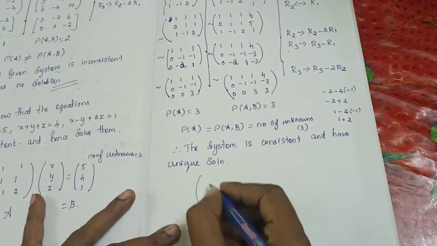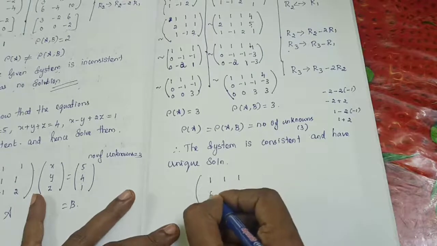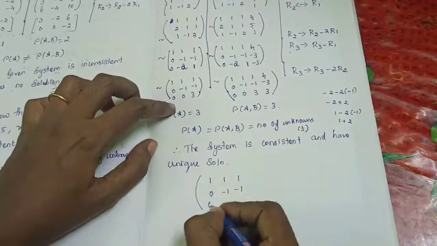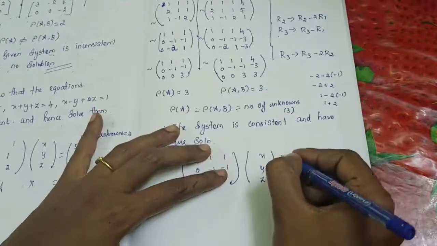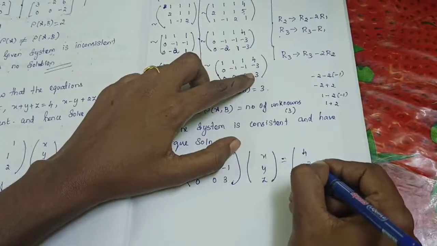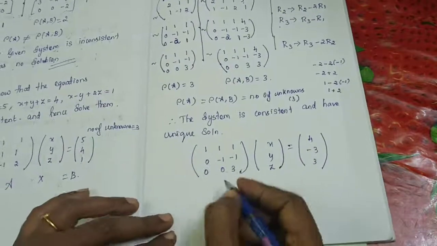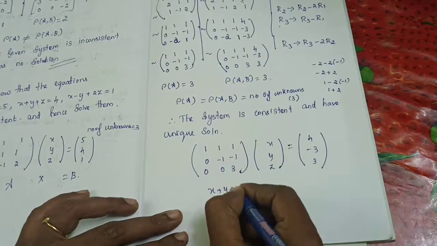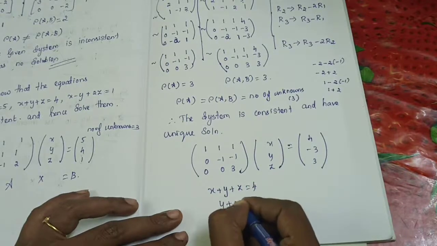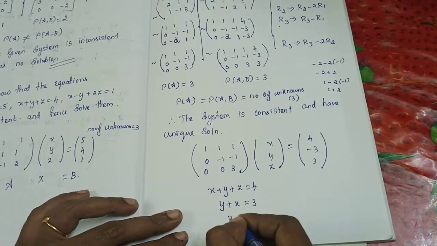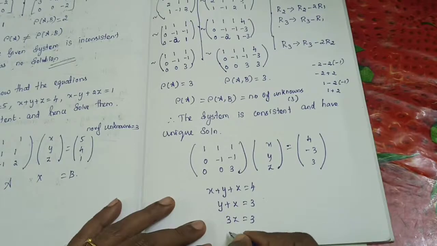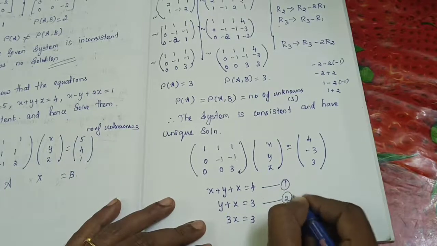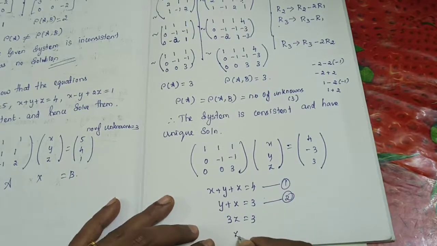Okay. So you are going to write this. That is 1 1 1, 0 minus 1 minus 1, 0 0 3. The next one is x, y, z, that is equal to this last row, that is 4, minus 3, 3. Got it. So how will you write this one? x plus y plus z is equal to 4, y plus z is equal to 3, then 3z is equal to 3. So this everything you have learned last year. From this equation we come to know z is equal to 3 by 3. So z is equal to 1.